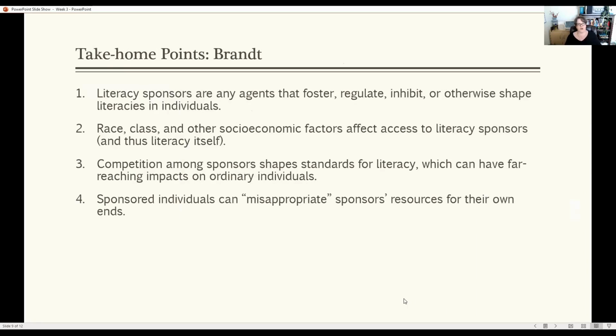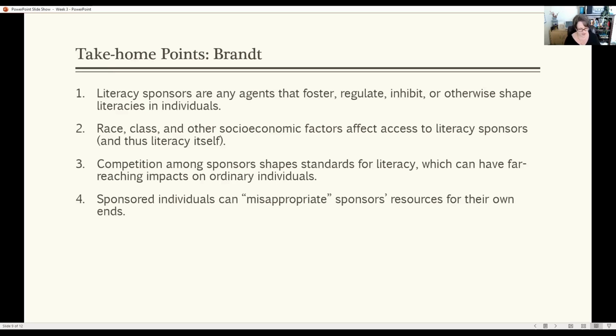So the take-home points for Brandt are that literacy sponsors are any agents that foster, regulate, inhibit, or otherwise shape literacies in individuals. So it's not always people who contribute positively, but can also keep you from further growth. Race, class, and other socioeconomic factors affect access to literacy sponsors, and then, of course, to literacy itself. Competition among sponsors shapes standards for literacy, and can have far-reaching impacts on ordinary individuals.